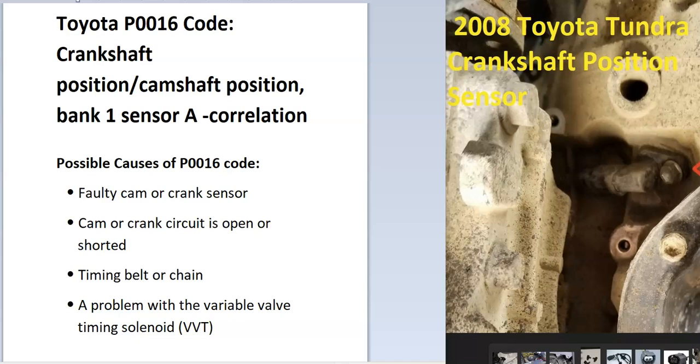Well, the onboard computer uses the crankshaft and the camshaft position sensor for timing, and it's seeing a difference inside of these that shouldn't be there and an issue going on. So it'd have to be troubleshooted to know why. And some of the main causes of this are going to be a faulty cam or crank sensor. It could be a problem in the wiring. It could be an open or short, a timing belt or timing chain, or it could be a problem in the variable valve timing solenoid, which also is part of the timing.